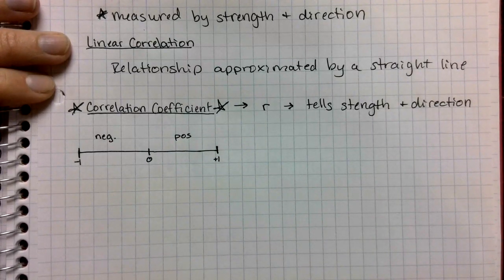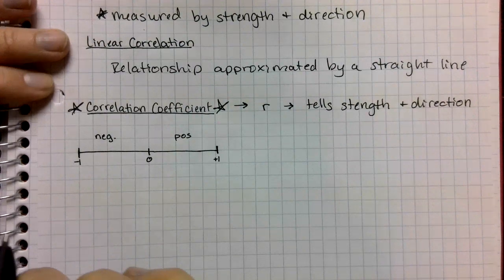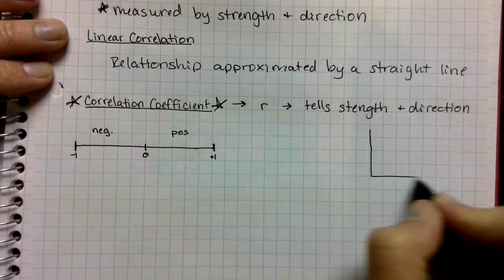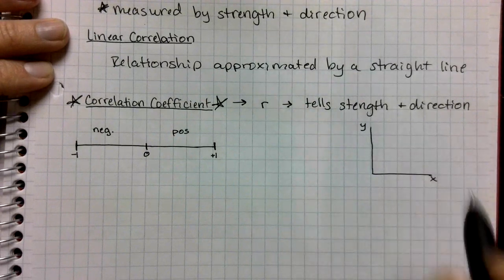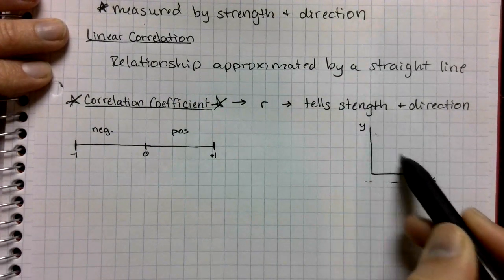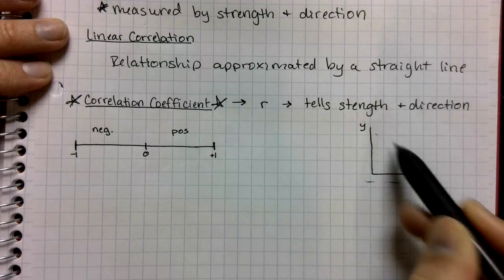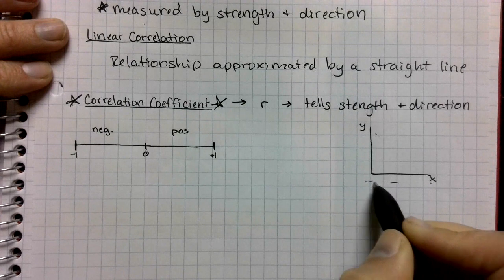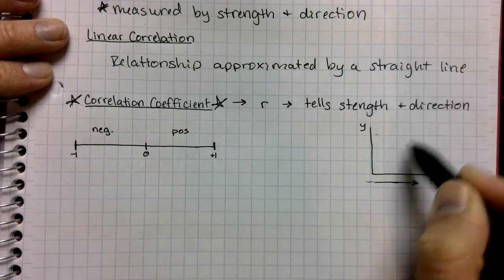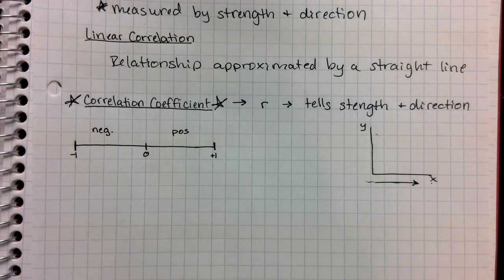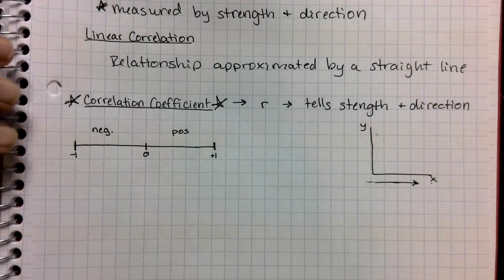A negative direction, we'll see some pictures in a minute, but what that means is, let's say here's your graph. A negative correlation means as x increases, y decreases. So you have this negative slope of a line. When we have a positive correlation, as x increases, y is going to increase. So we have a positive slope of a line. So negative, positive, that tells you your direction right off the bat.